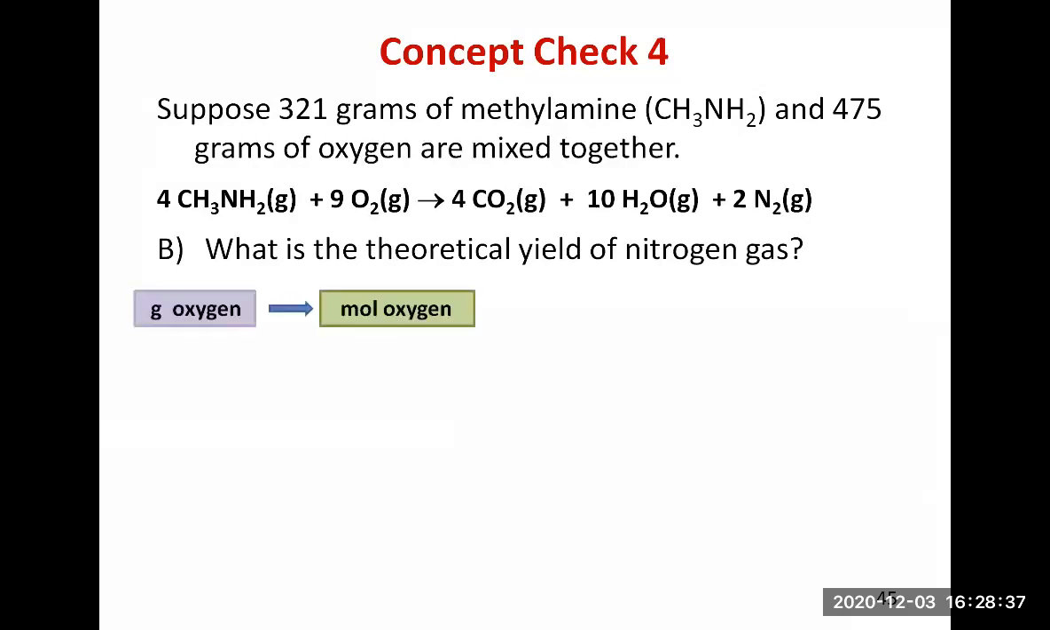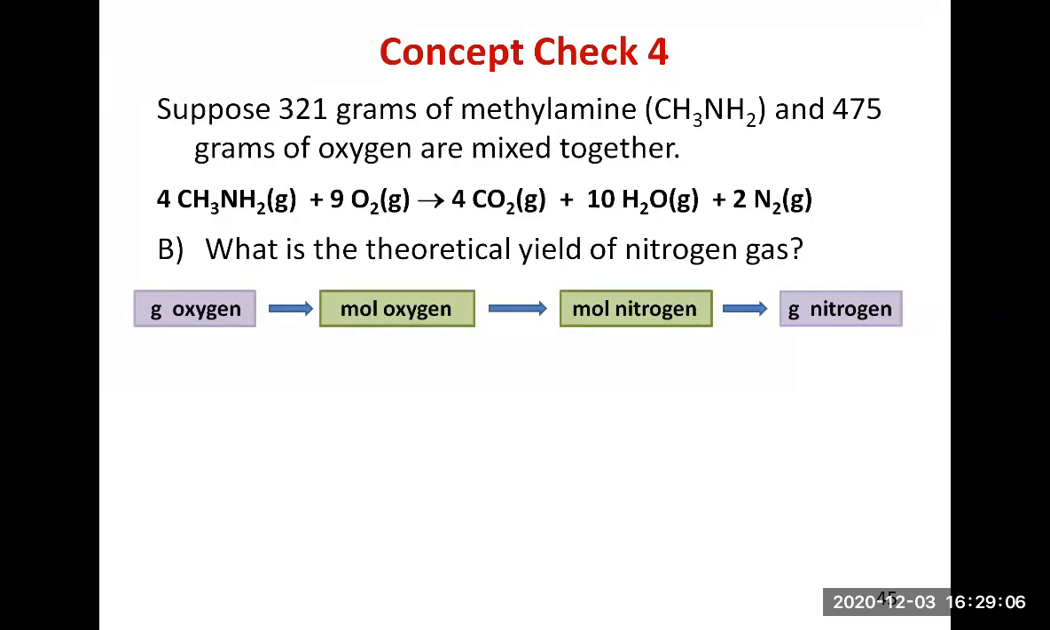So we use the limiting reactant, oxygen. So the 475 grams of oxygen. We will change that to moles of oxygen using the molar mass of oxygen. Then using the balanced chemical equation coefficients, we can change that to moles of nitrogen gas. And then using the molar mass of nitrogen, we can get back to grams of nitrogen.